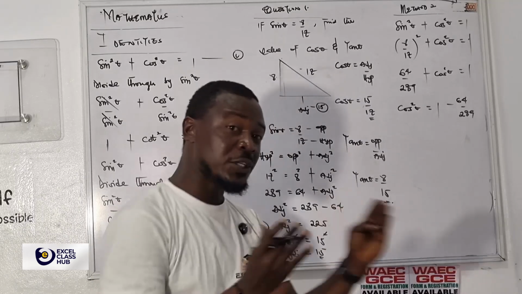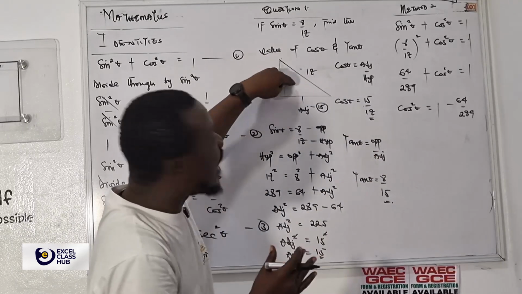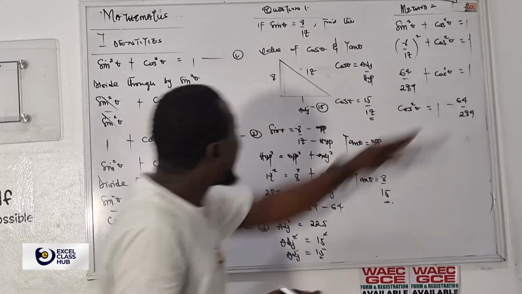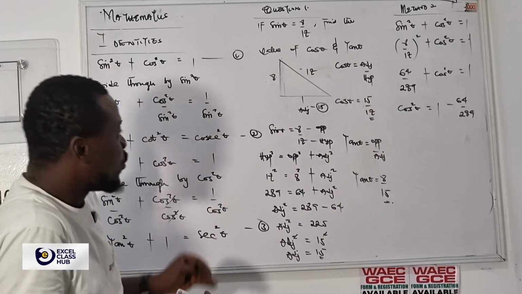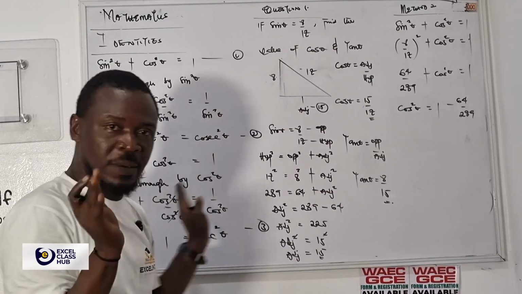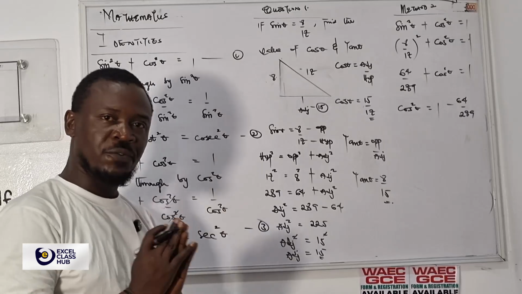Now I'm solving this question using two methods. I've used right angle triangle, and I'm trying to use identities for you to know that you can use any of the two formulas to solve on the day of your exam.